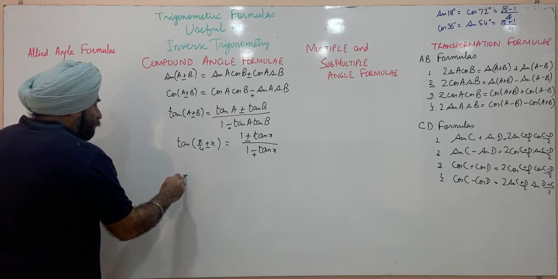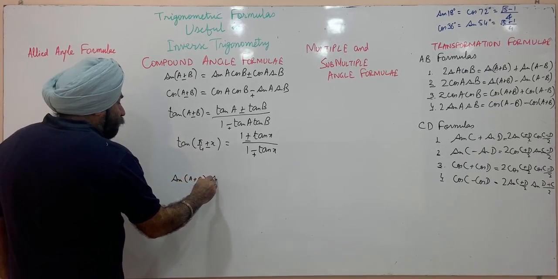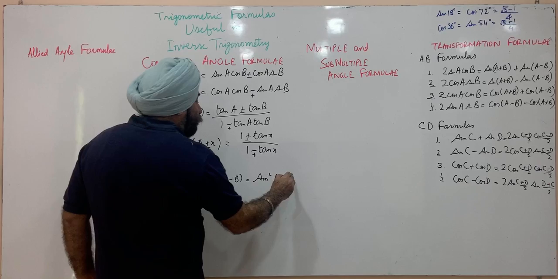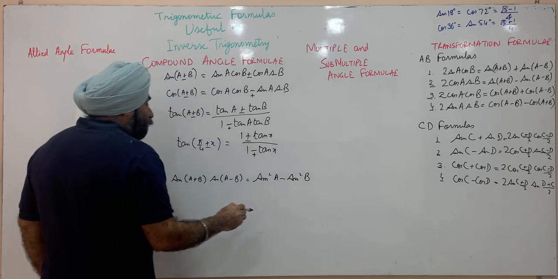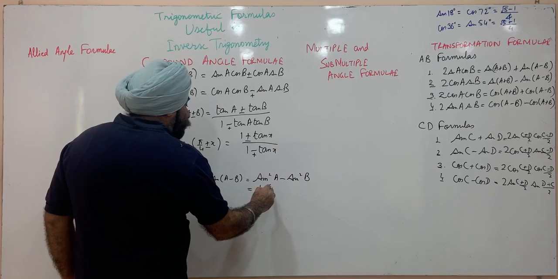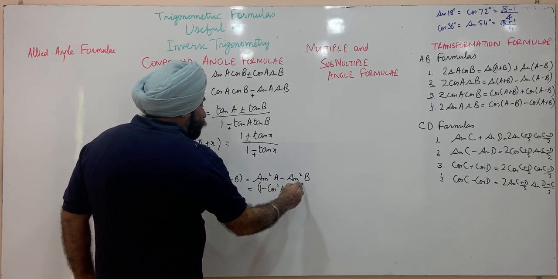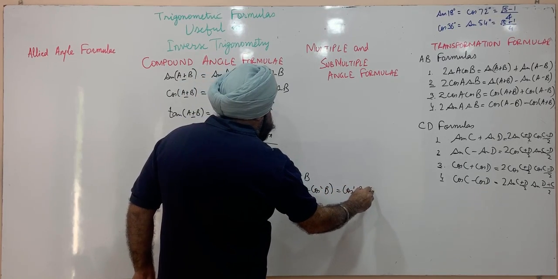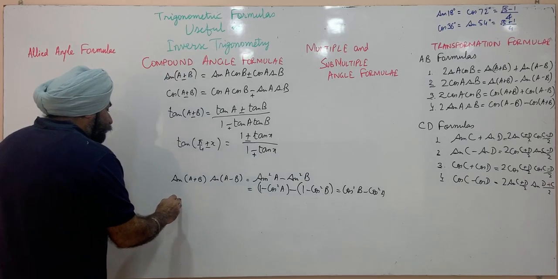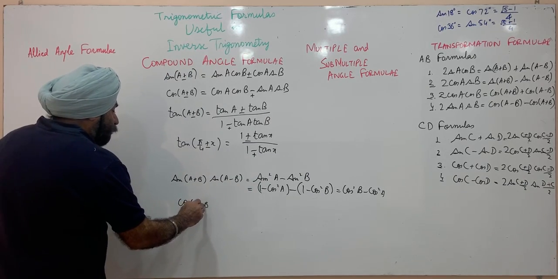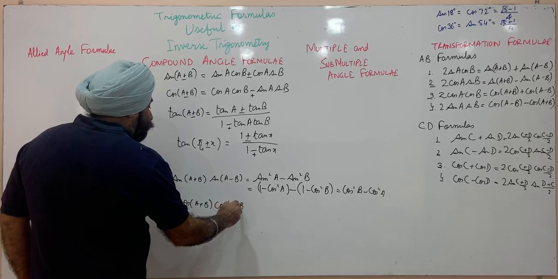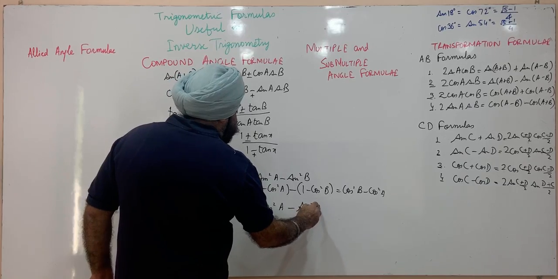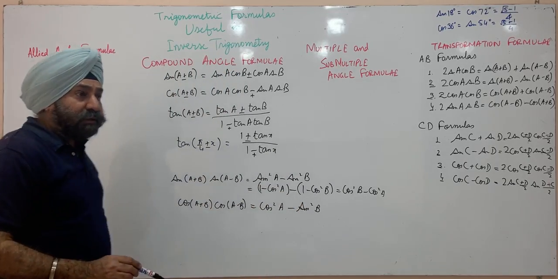Also included is sine of (A plus B) into sine of (A minus B). This is sine square A minus sine square B. This can also be written as (1 minus cos square A) minus (1 minus cos square B), that is, cos square B minus cos square A. And cos of (A plus B) into cos of (A minus B) is cos square A minus sine square B. In both the formulas we have minus sine square B.